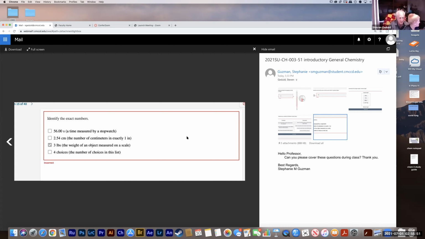3 pounds, the weight of an object, that's a measured value. And 4 choices is an exact number. If you have 4 choices, you can't have 3.75982 choices. You got 4. Just like you have 28 people in the classroom, you got 28. That's an exact number. There is no rounding off. It's an infinite number of zeros. So exact numbers would be 2.54 and your 4 choices. The inexact numbers, or your measured values, would be your 56 seconds and your 3 pounds. You weighed 3 pounds.